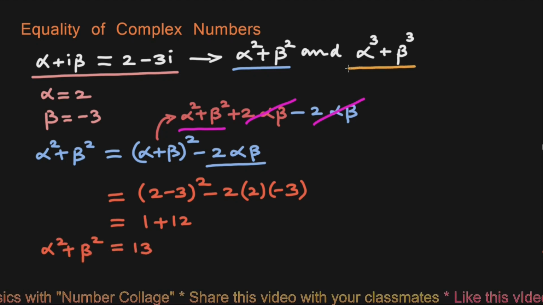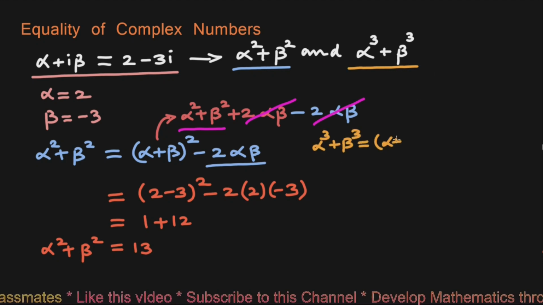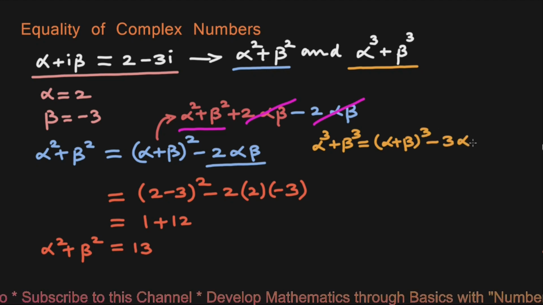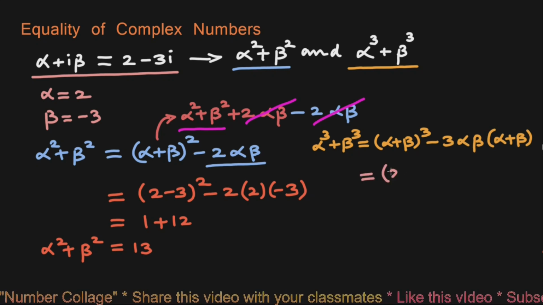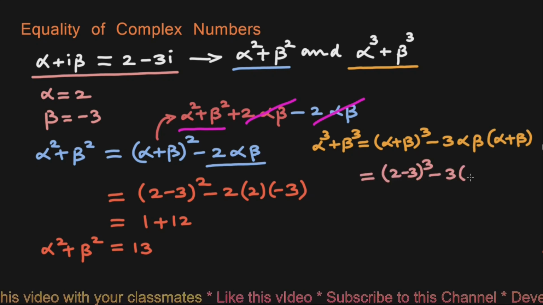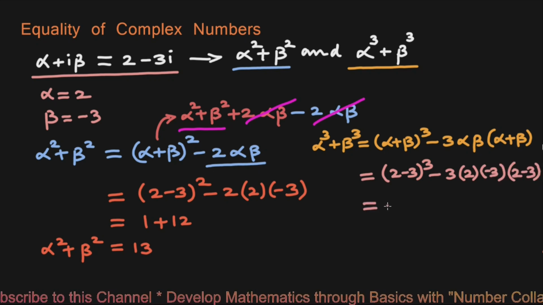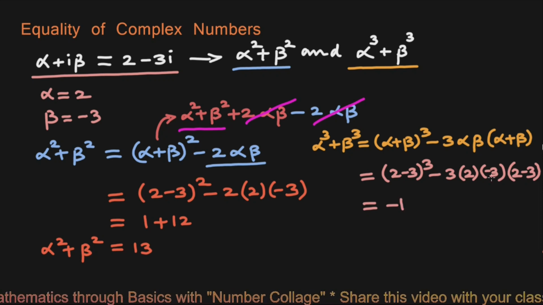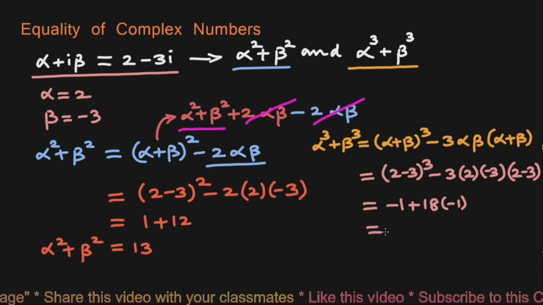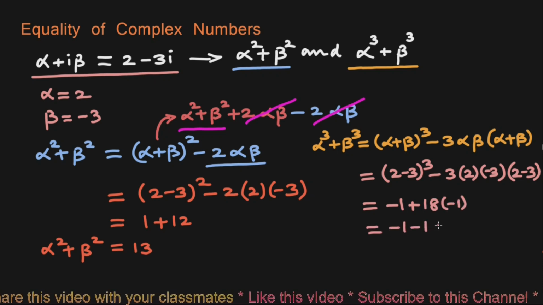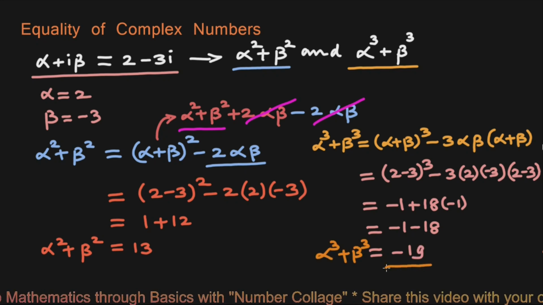Next we find alpha cube plus beta cube. From sum of two cubes, we have (alpha plus beta) cube minus 3 alpha beta into (alpha plus beta). After substituting the values, (2 minus 3) cube minus 3 into 2 into minus 3 into (2 minus 3), this will be (minus 1) cube, minus 1, minus into minus plus, 3 2s are 6, 6 3s are 18, into minus 1, that will be minus 1 minus 18, minus 19. So alpha cube plus beta cube is minus 19.